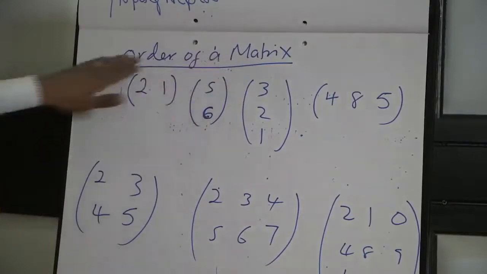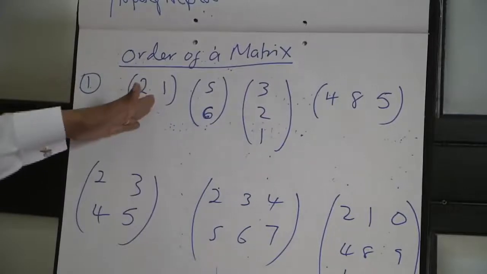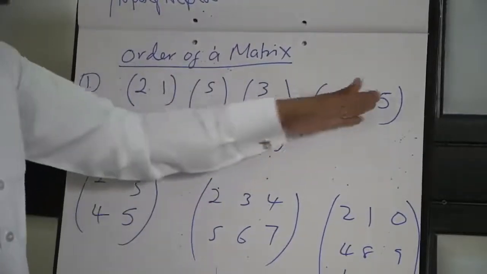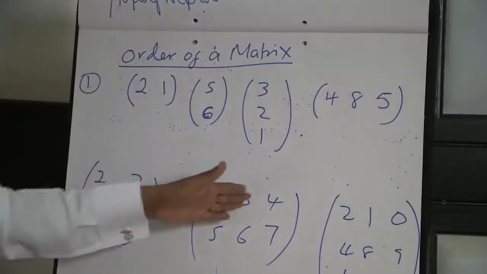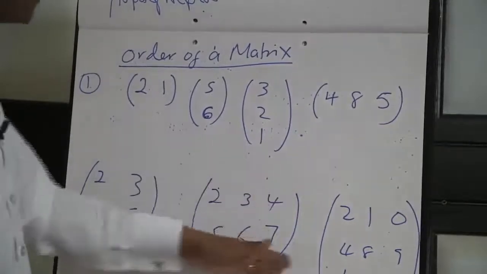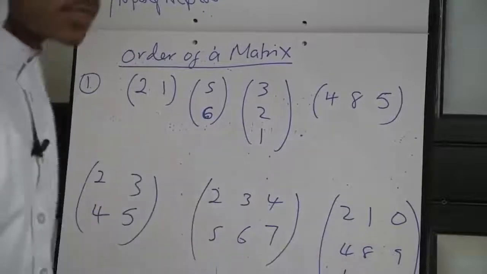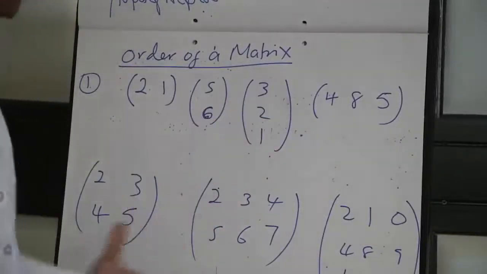Number one, we have the order of a matrix. Suppose our first matrix is 2, 1, the second is 5, 6, 3, 2, 4, 8, 5, another one is 2, 3, 4, 5, the next one is 2, 2, 5, 3, 6, 4, 7, and the next one is 2, 4, 1, 1, 8, 2, 0, 9, 1. Suppose we have such matrices. How do we name them?